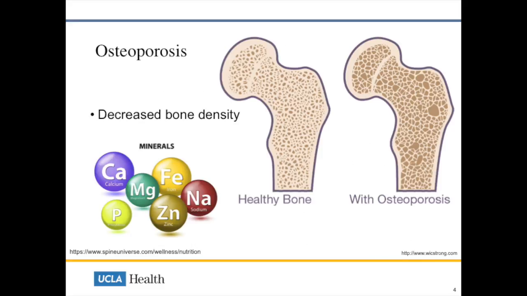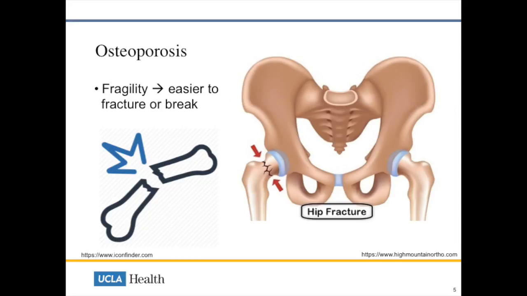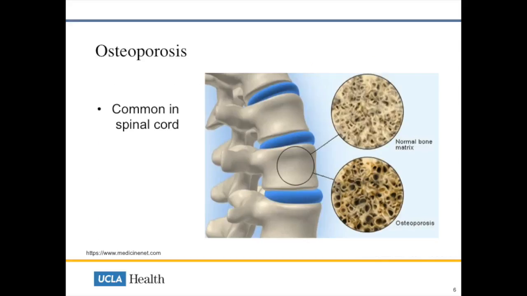Osteoporosis is a bone condition characterized by decreased bone density, which is the amount of bone minerals such as calcium in a certain volume of bone. Since bone minerals help keep bones strong, a decrease in bone density causes bone to become weak or fragile. This makes it more likely for bones to break or fracture.